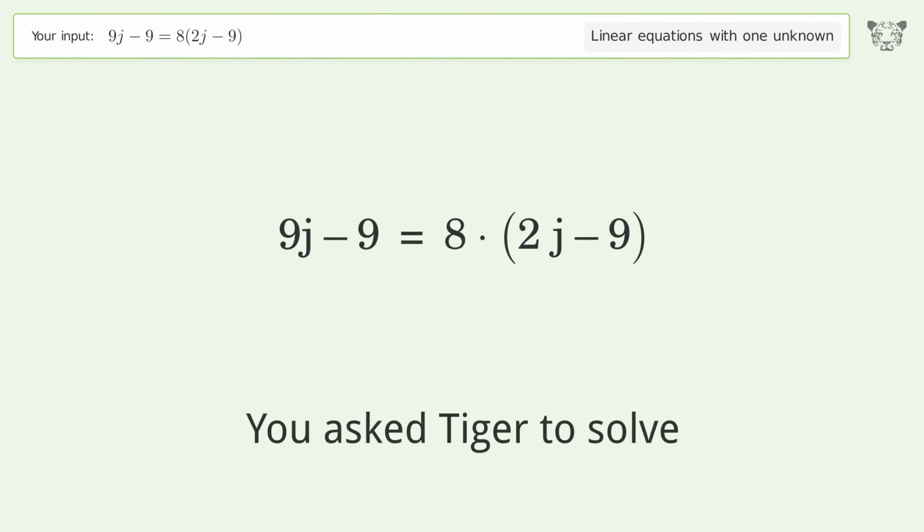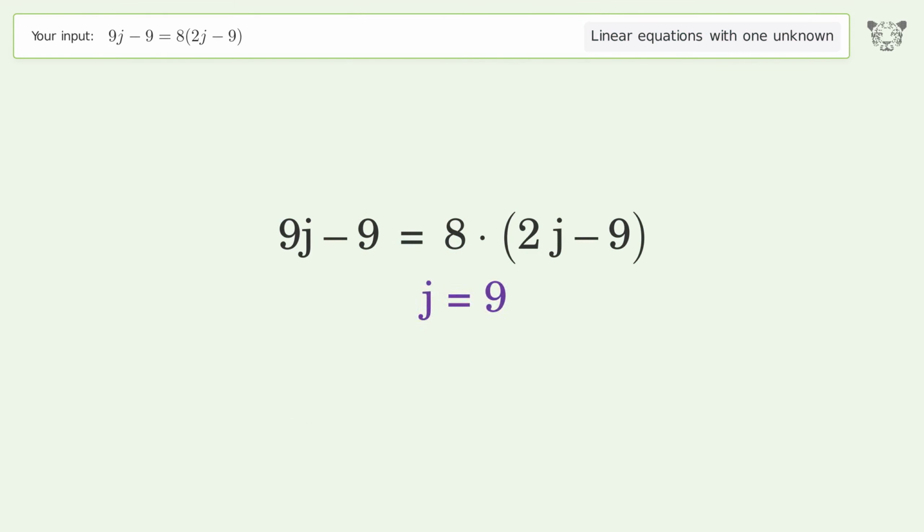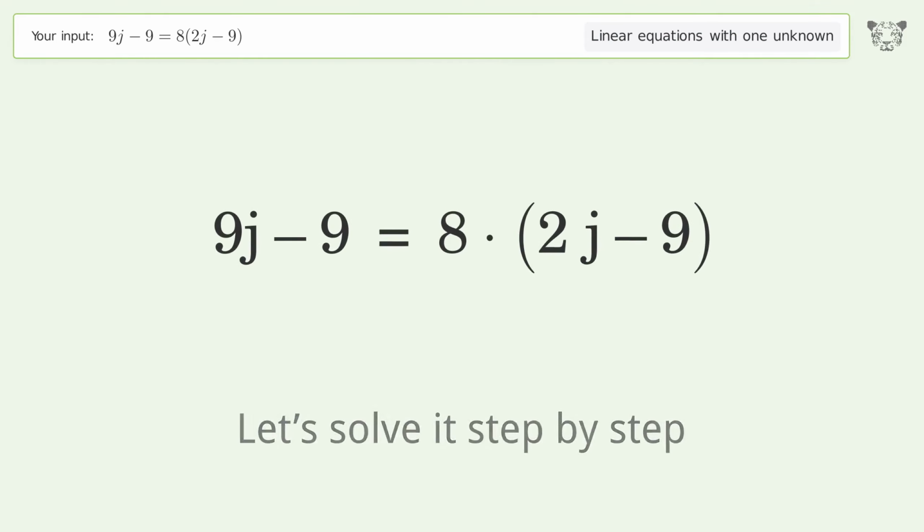You ask Tiger to solve. This deals with linear equations with one unknown. The final result is j equals 9. Let's solve it step by step.